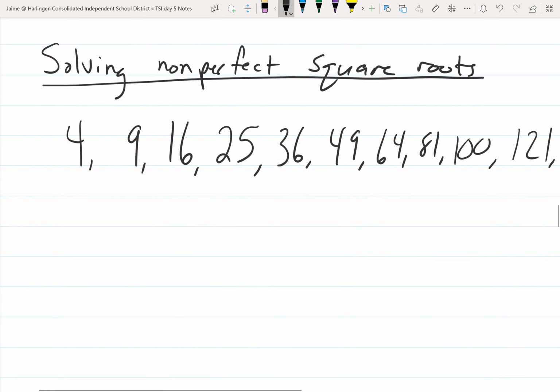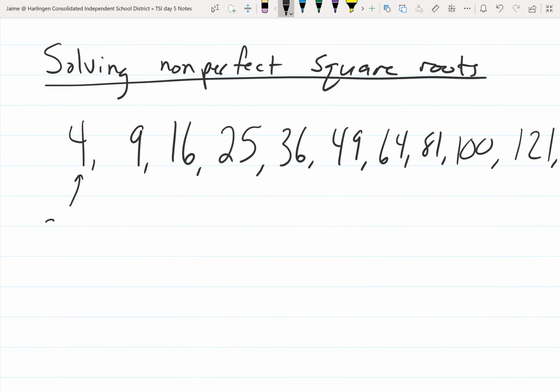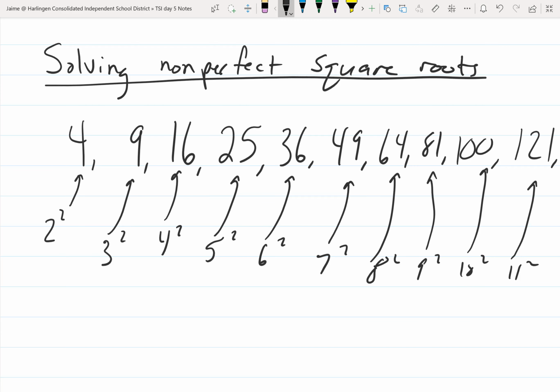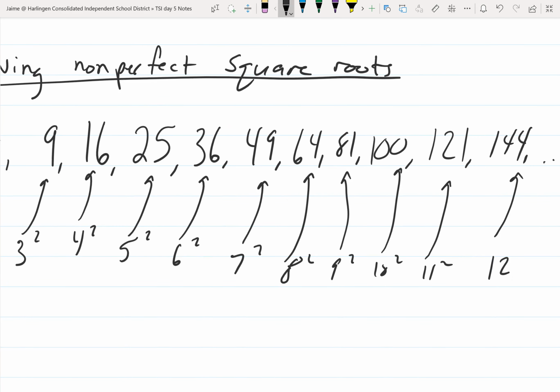Now how do I get those numbers? 4 is 2 squared. 9 is 3 squared. That's 4 squared, that's 5 squared, and that's 6 squared. You understand what I'm doing? That's 7 squared, that's 8 squared. That's 9 squared, that's 10 squared, and this would be 11 squared. And that's 12 squared.